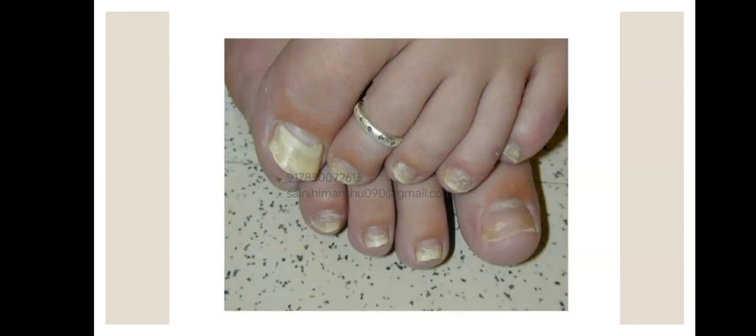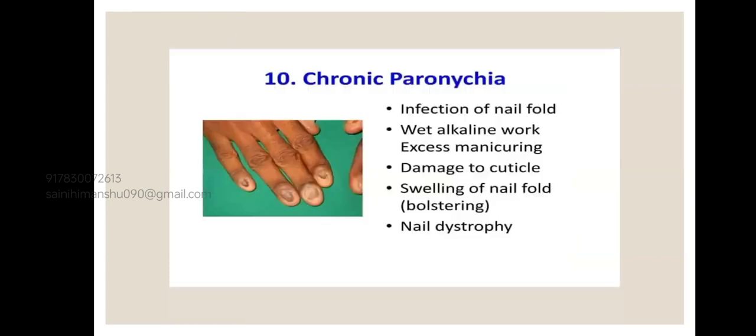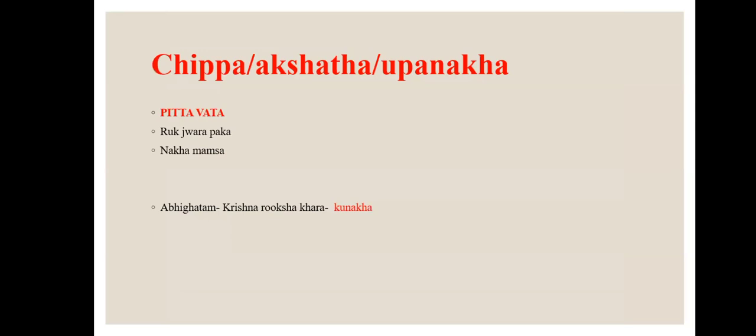I mean that ointment you will get. Mahatiktaka Ghritam added with the Tuttha, you can use for cleansing the wound and also for preventing the secondaries. Paronychia also the same treatment. So we are treating it as Chippa, Akshata, Upanatha. Pittaja is a dosha predominant, maybe associated with the Jvara and Paka of the Nakhamamsa.